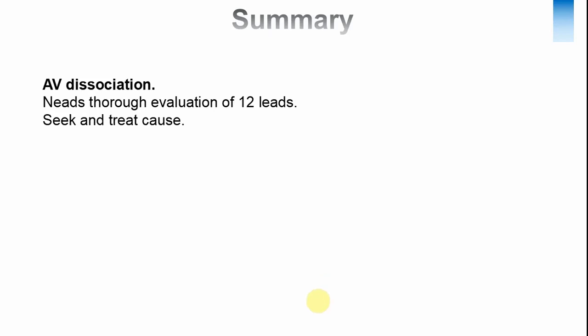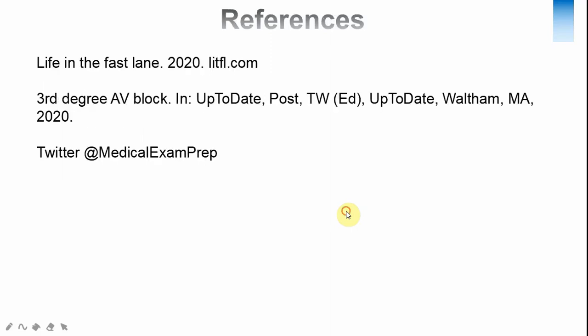Now, in summary, when there is atrioventricular dissociation, that is, patient develops a third-degree heart block, a rhythm strip may not be the best place to have a complete evaluation of the ECG. We need a 12-lead ECG to get a good picture about this condition. Once we identify the underlying cause, it becomes easier for us to treat that condition. So that's all about the complete heart block.